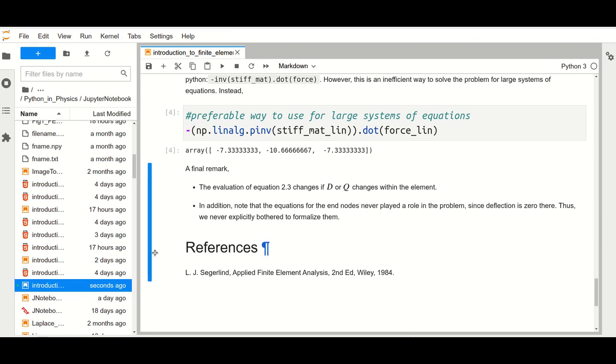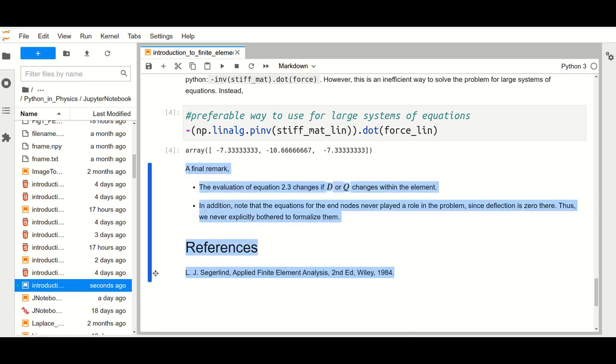For further reading, you are recommended this book by Seigerlind, Applied Finite Element Analysis. Thank you.